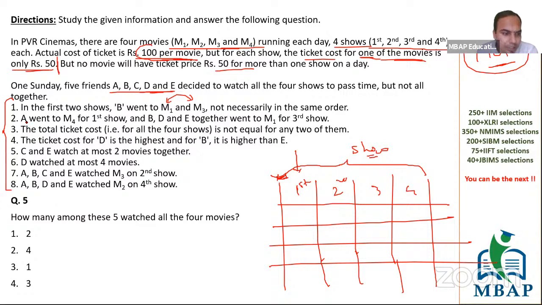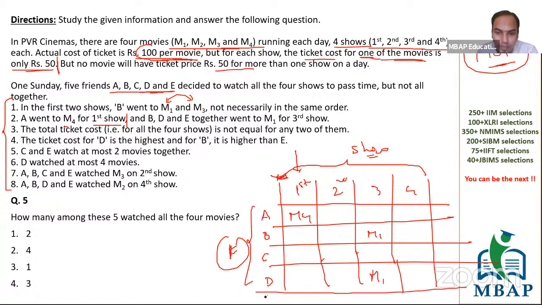But if you see the second clue, A went to M4 for the first show. This is a direct clue. So if I put A, B, C, D like this as the friends, and put the movies in the grid, A went to M4 in the first show. This is very clearly given to me. B, D, E together went to M1 for the third show. So in the third show, B is going for M1, D is going for M1, and E is also going for M1. This is direct info.